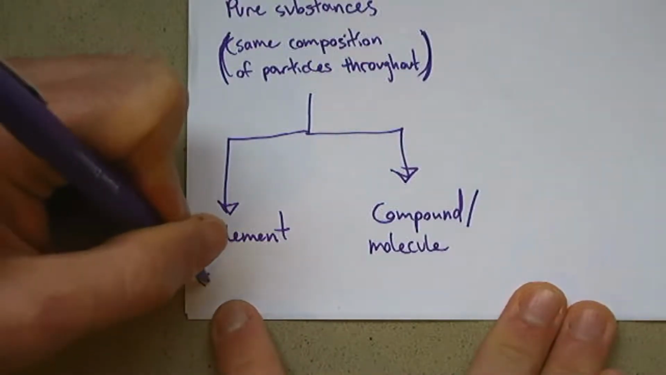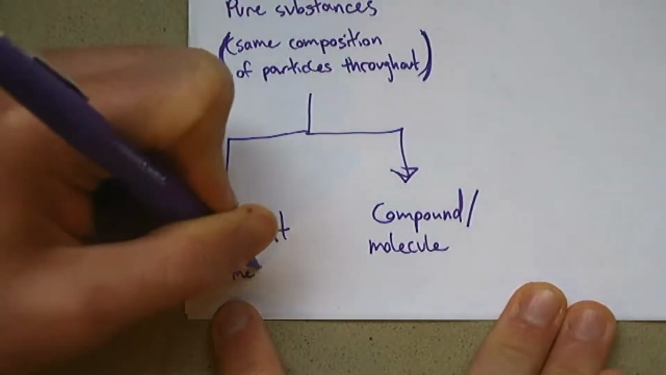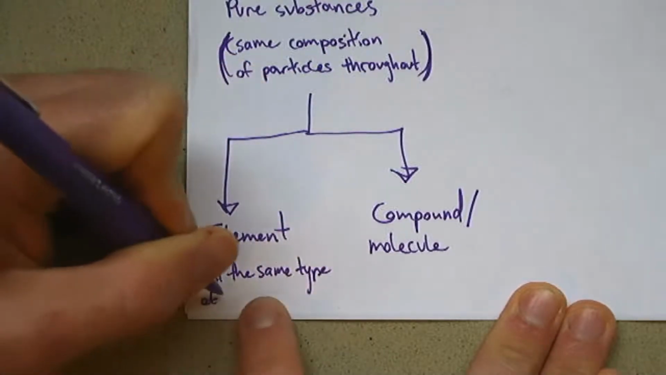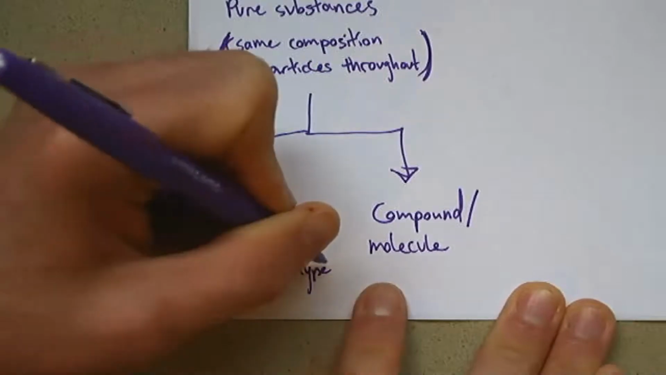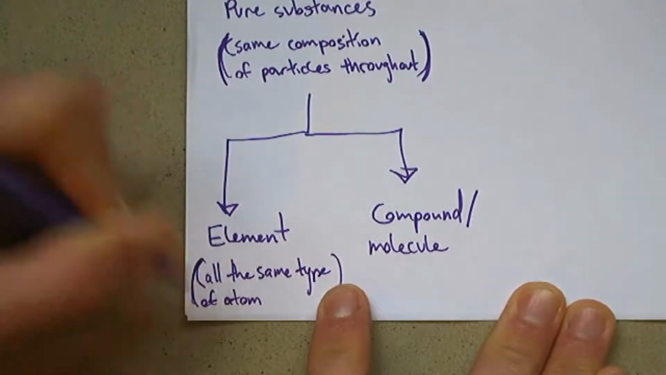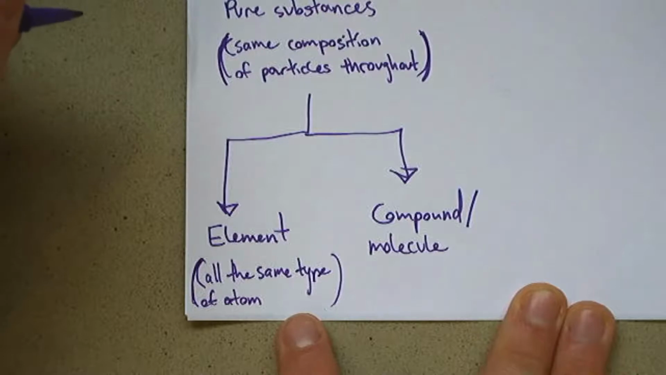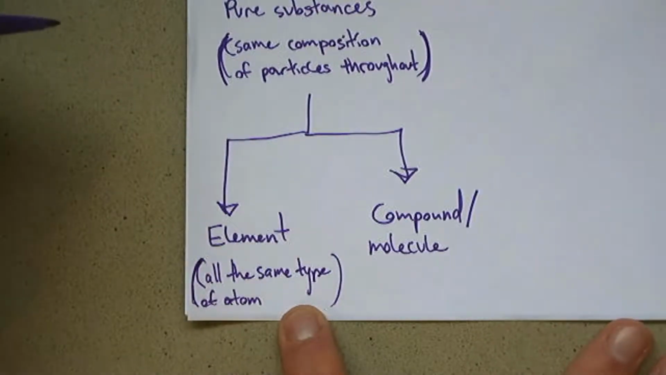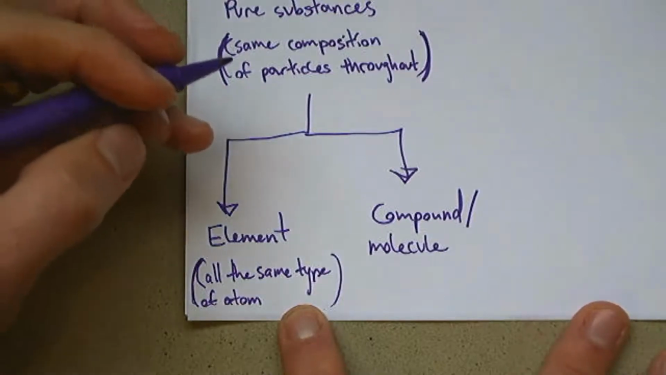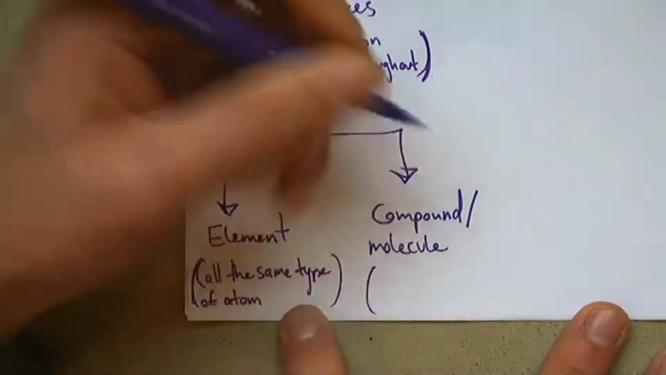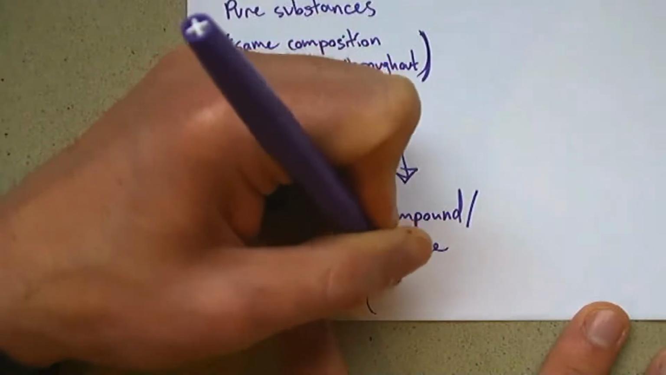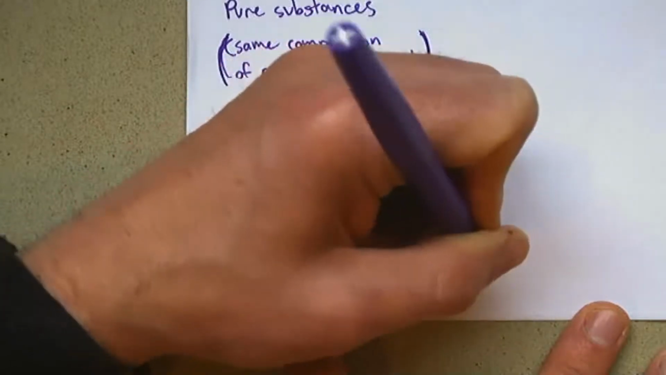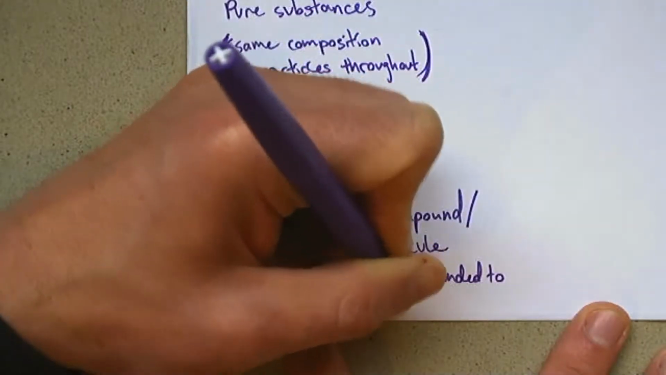And I'm going to say element is all the same type of atom. And a good way to think about that is, like on the periodic table that we looked at in the first week, they're all carbon or all oxygen. They're all the same type of atom. Okay. So, and these ones here are atoms bonded to each other.